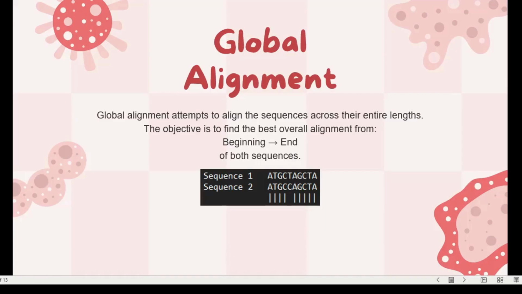We look for the global alignment, and then we look for the local alignment. Global alignment attempts to align the sequences across their entire lengths, from the beginning to the end of the sequence. We align the entire sequence one after another, and we check which region is shared, which region is common, which region is different, where the nucleotide is different, where it lacks the nucleotide. That kind of study we do in the global alignment.